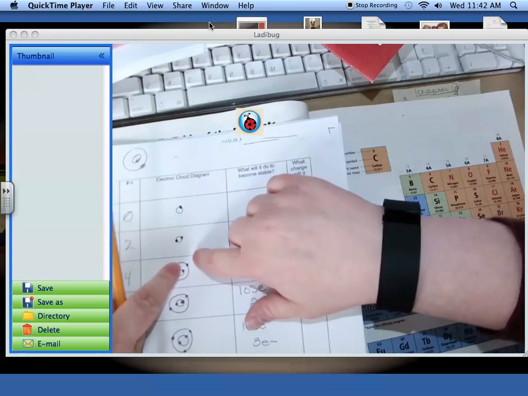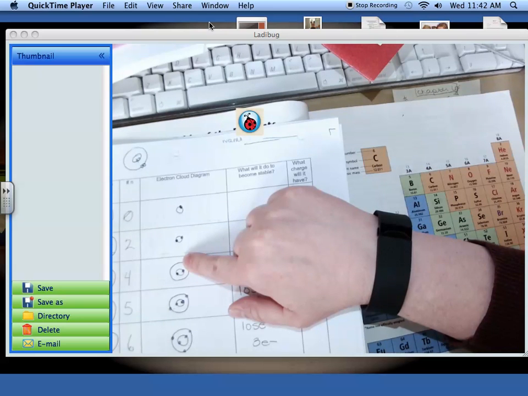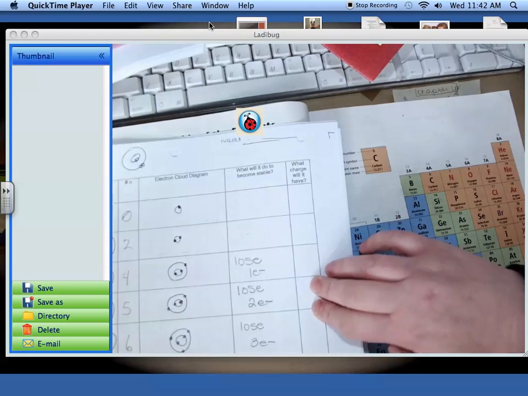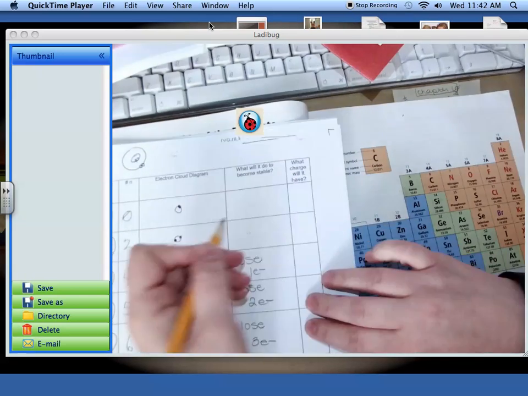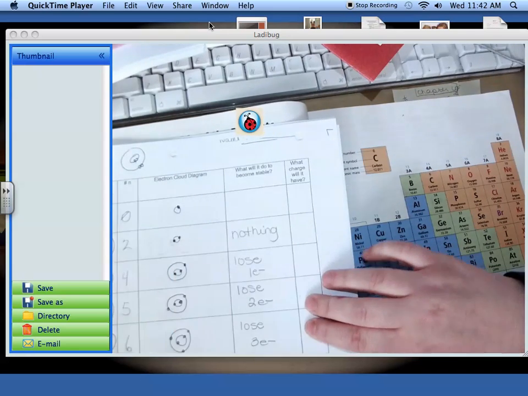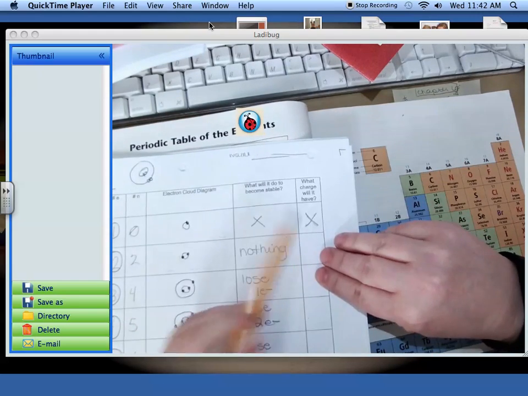Lithium needs 8 in this level. It could gain 7, or it could just lose this one. And if it loses this one, now that's its last level. That level, the first level, can only hold 2 electrons, so that's full. So this one will lose 1 electron. If you look, helium has 1 energy level and it's got 2 electrons in it. Well, that first energy level can hold 2 electrons, so that is filled. So that means that helium is stable. So what will it do to become stable? Nothing. It already is stable. Hydrogen, let's just skip hydrogen because it's a weird one.